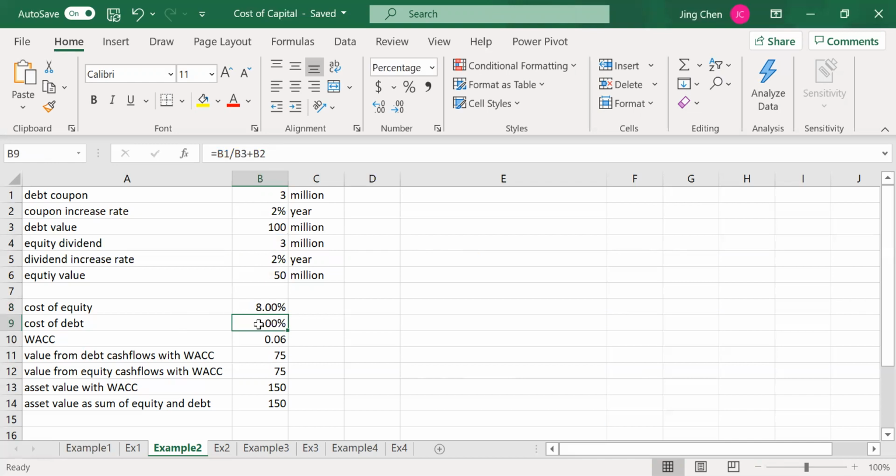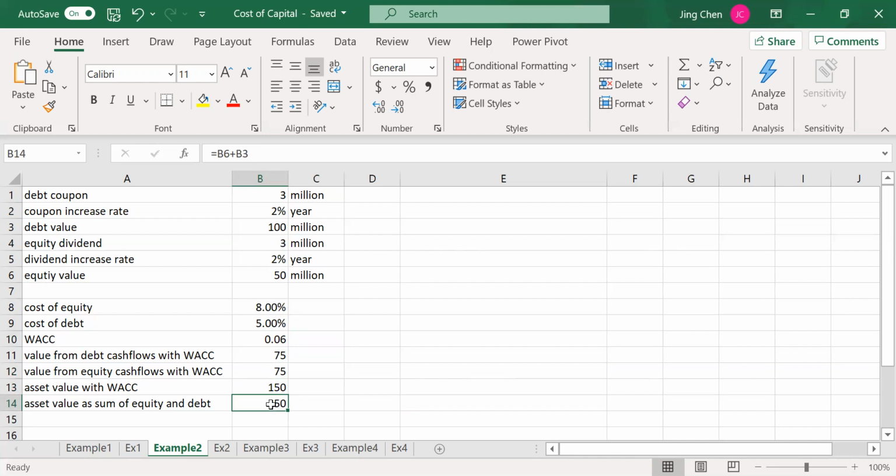Cost of debt, same thing. It's the coupon yield plus growth rate of coupon. Here we get 5%. And then we can calculate WACC, which turns out to be 6%. And we can calculate the value of debt cash flows discounted with WACC. And we can calculate the value of equity cash flows discounted by WACC. And they add up to 150.